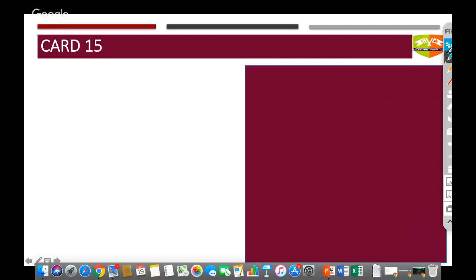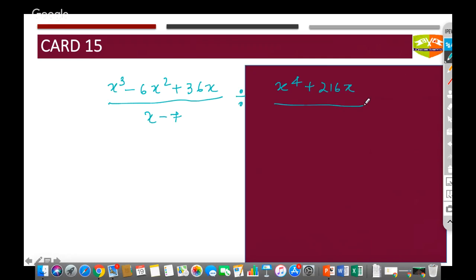And another question is, suppose I take this question for you guys. So let me take x cube minus 6x square plus 36x divided by x minus 7, and that is divided by x to the power 4 plus 216x. This is a good question. And x square minus 4x minus 21. Now let me solve it one by one.